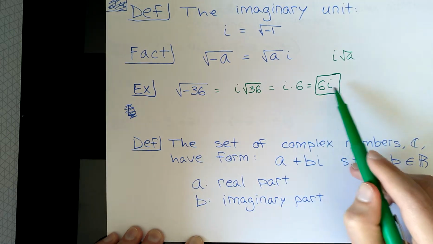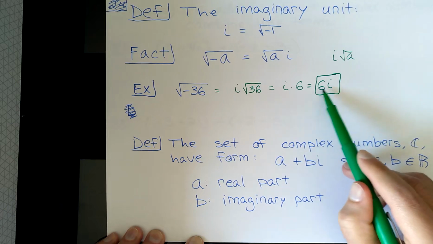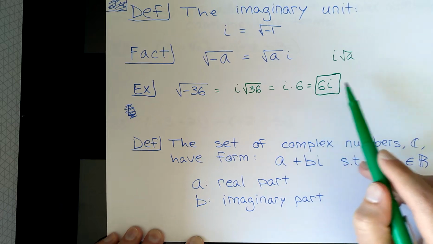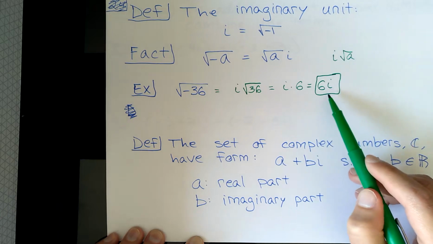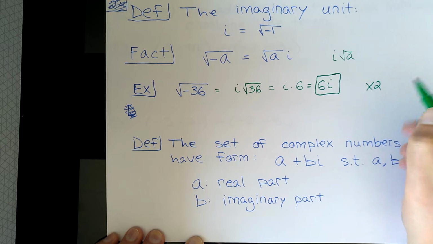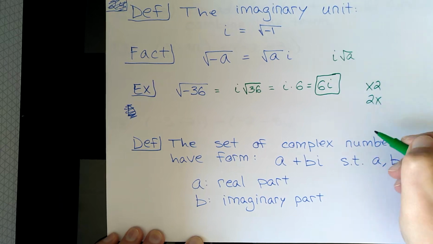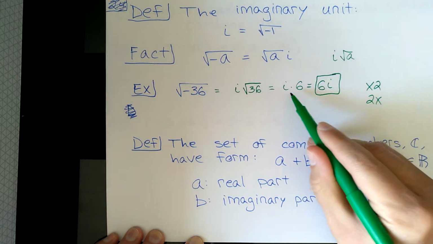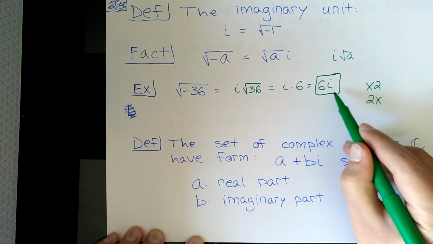So, again, always make sure that the i is coming at the end of whatever number you have here. It's a notation thing, just like you wouldn't write x2. We know that it should be written 2x. It's the same reason you don't write i6, you write 6i.